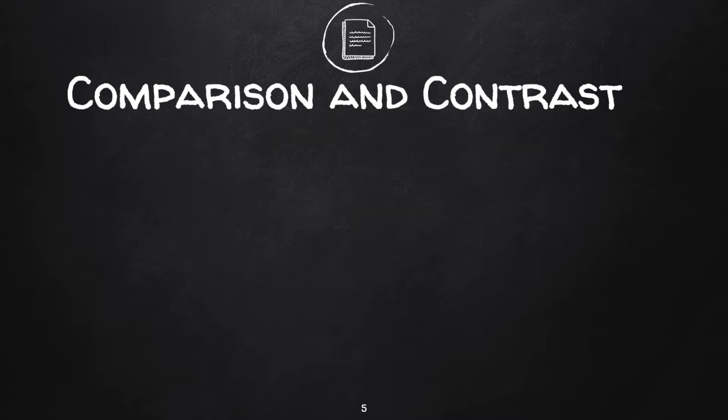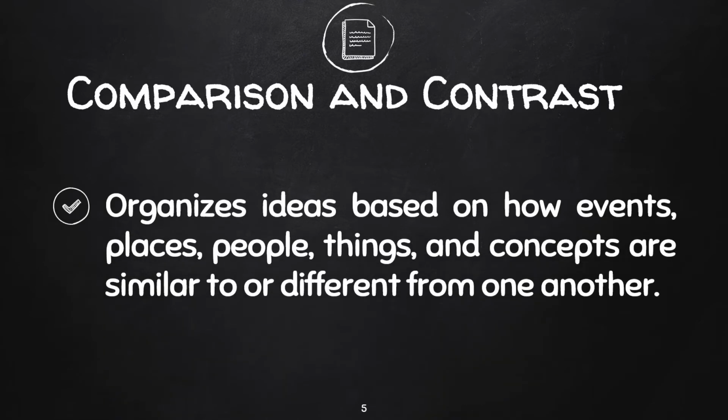How do we highlight the similarities of things in a paragraph? How do we tackle their differences? We could address this question by utilizing comparison and contrast because it organizes ideas based on how events, places, people, things, and concepts are similar to or different from one another. Comparison and contrast paragraphs are commonly used in many academic disciplines, such as humanities, sciences, and business.